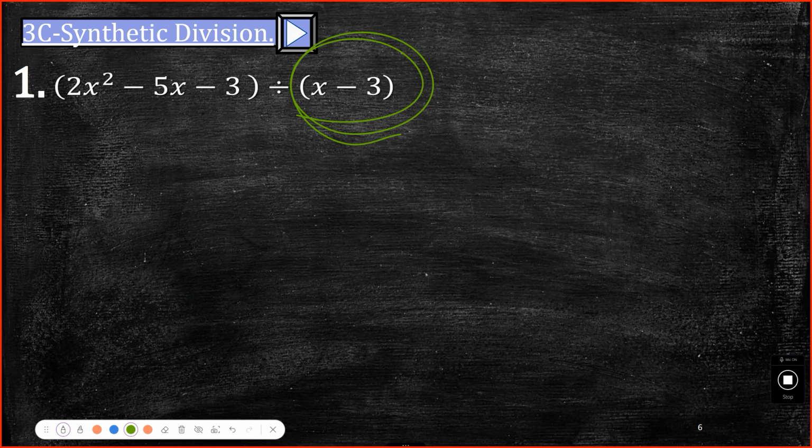So here's how it goes. Draw the box. So we draw a box. So what goes in the box? This is where people mess up. People mess up on just what number goes in the box.